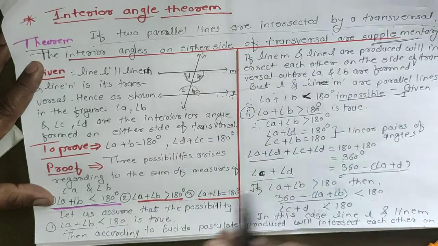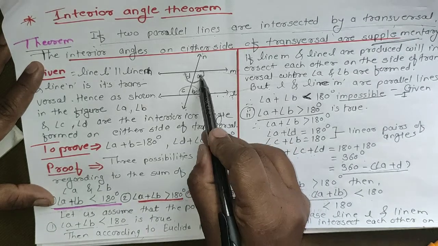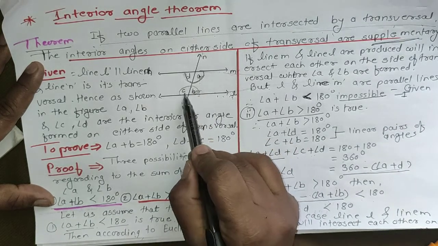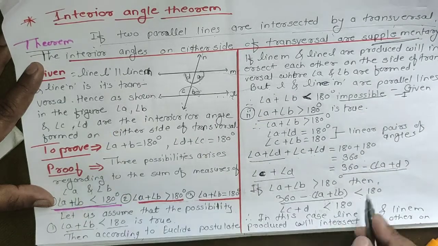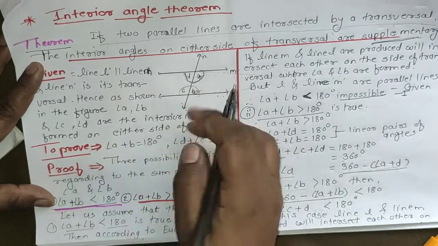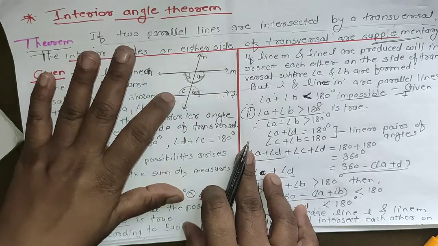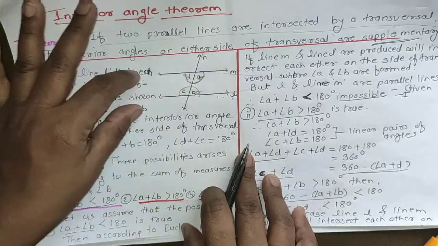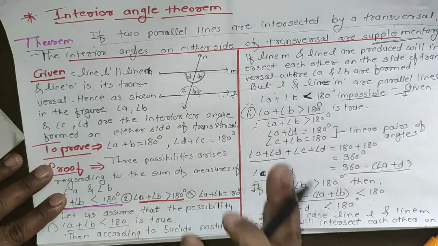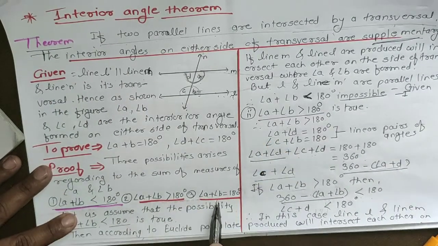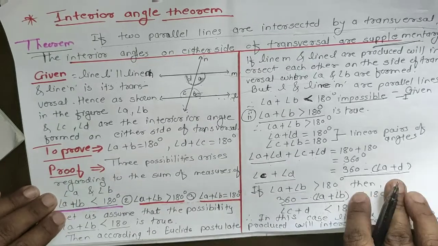Now second, if we take the possibility A plus B is greater than 180, then C plus D is less than 180, just as we showed here. C plus D is less than 180 degrees, and that's why these two lines intersect each other towards the side of C and D. Where is the position of C and D? On that side of the transversal they intersect each other. So the third remaining possibility is A plus B is equal to 180, and that is the only one left, and that's why this is the only correct one.